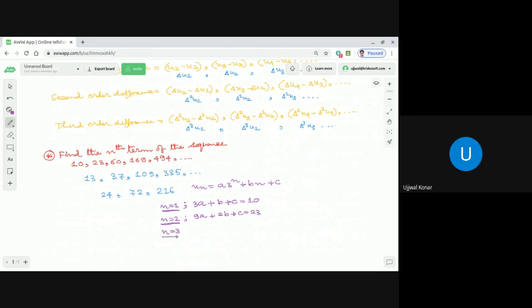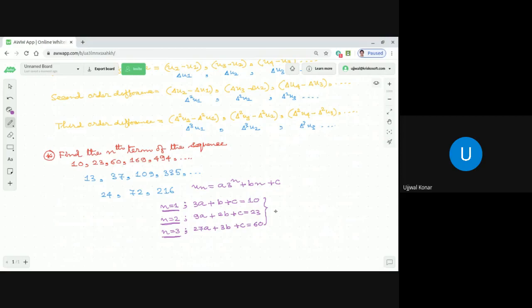If you put n equal to 3, what we are going to get is 27A plus 3 into B plus C is equal to 60. Correct, no? Now you can solve it.